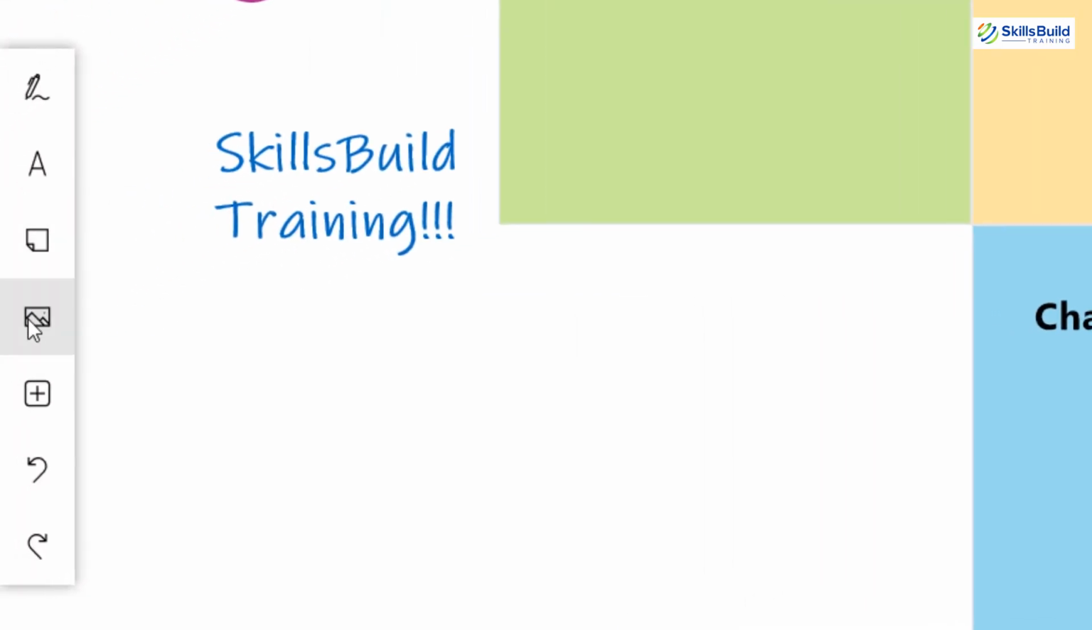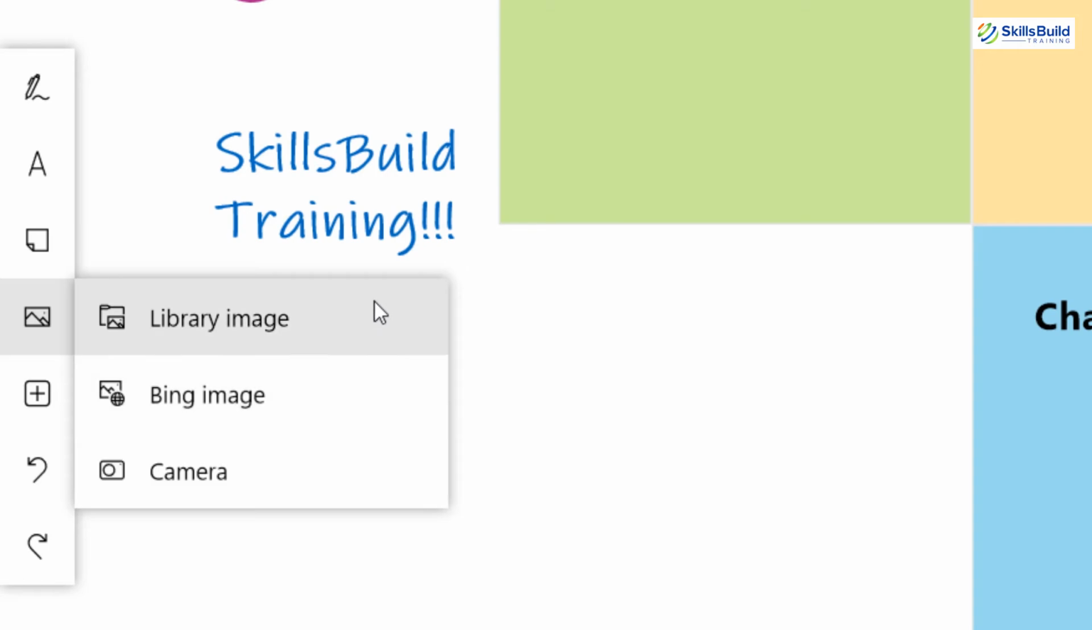these sticky notes. Now coming towards the image menu, when you click on it, you will have three options: library image, Bing image, and camera. Using the library image, you can insert any image that is available in your system. If you are using it on a mobile phone, you can insert an image from your phone, and if you are using it on a PC or laptop, you can insert any image from here. Now in Bing image, you can search for an image.